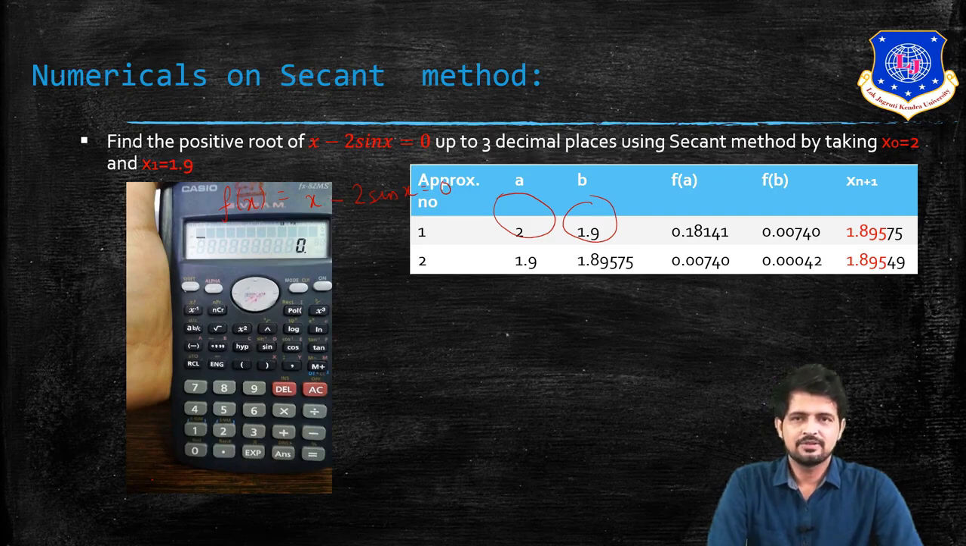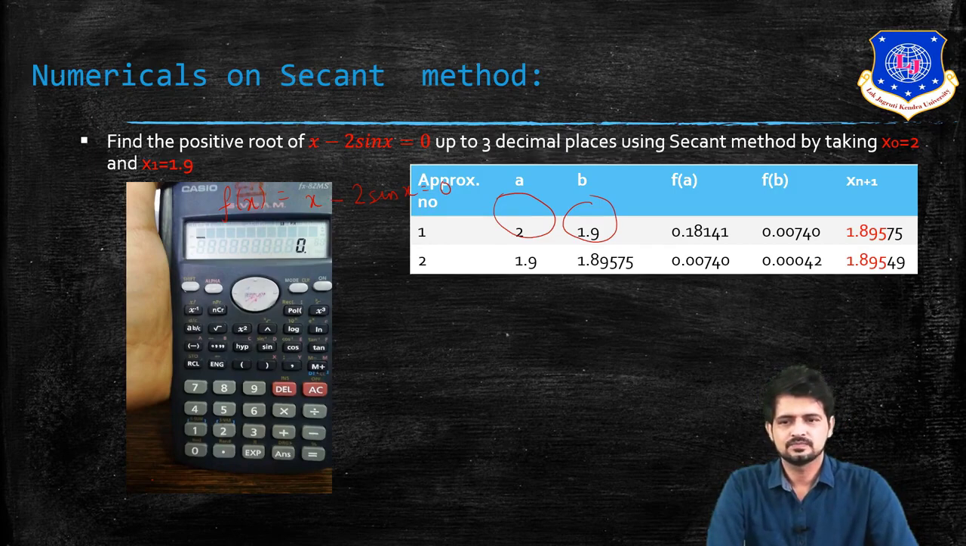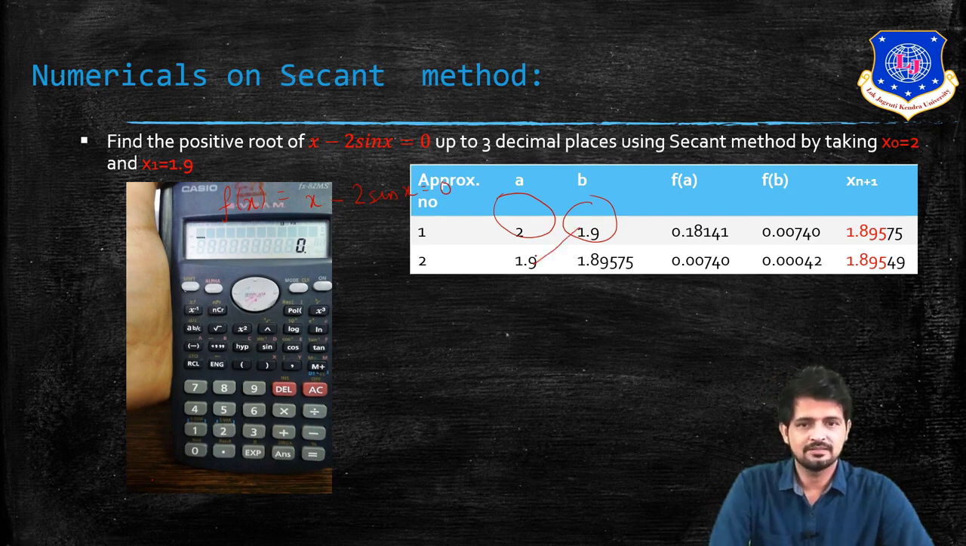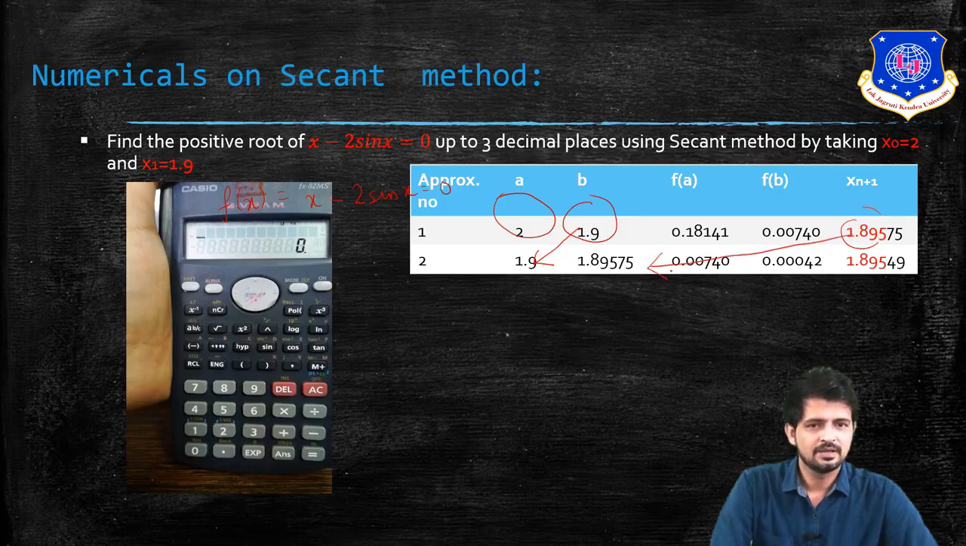In the next step, we have to place the value of B in A. Okay. So here we have placed the value of B in A, then we have to place the value of xn plus 1 in B. Okay, similarly f of B is to be placed in f of A and f of B. Which is our B? This is our B, so 1.89575 is to be placed in the main function. Okay, you will get this value.